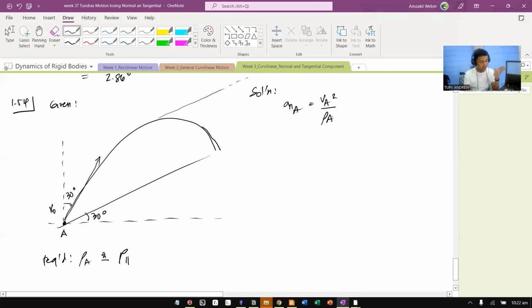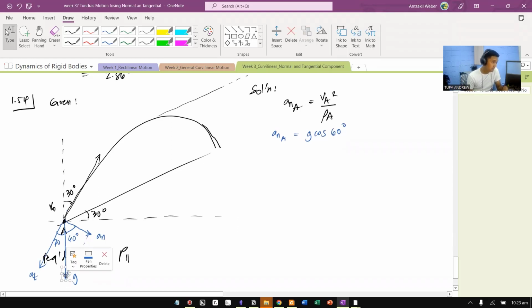What's missing is the normal acceleration. We can solve for it by drawing the acceleration. What is our source of acceleration in a projectile? Gravity. So this is our gravity, and this is the tangential, this is the normal. This is 30, this is also 30, and this is 60. Therefore, the normal acceleration at point A is equal to g cosine 60. That's the normal acceleration at point A.